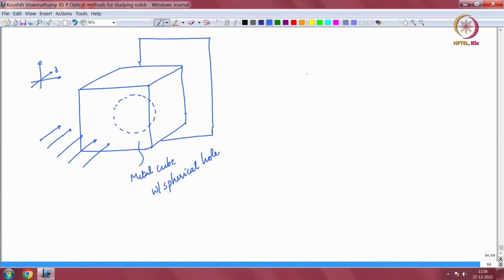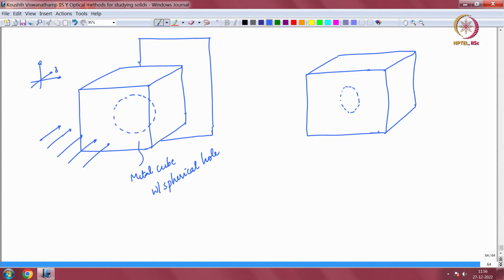The second sample is an identical looking cube. I will try to draw it as identical as possible, but even if it does not look the same, please assume that it is identical. But now instead of a spherical hole, it has inside it a cylindrical hole. Same outer dimensions and same material and so on. So from outside it looks exactly the same. In one case there is a spherical hole inside, in the other case there is a cylindrical hole.